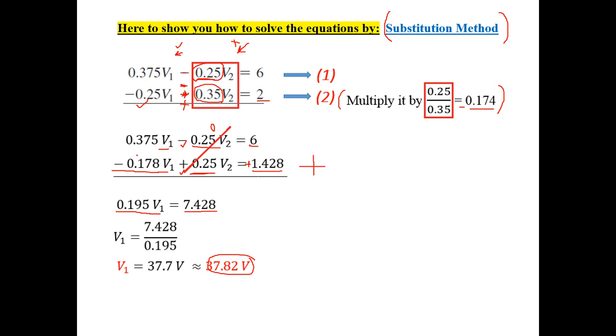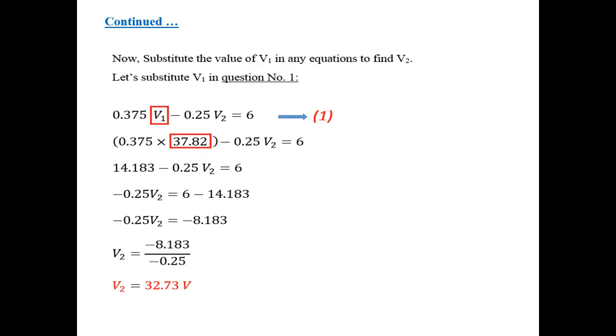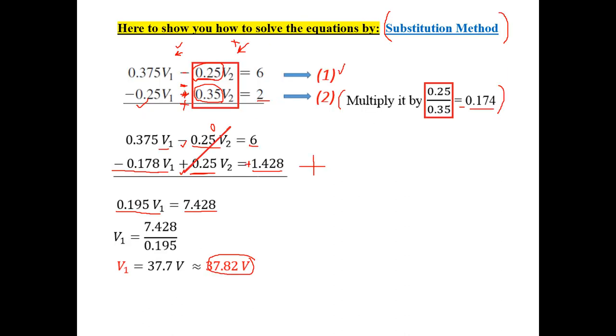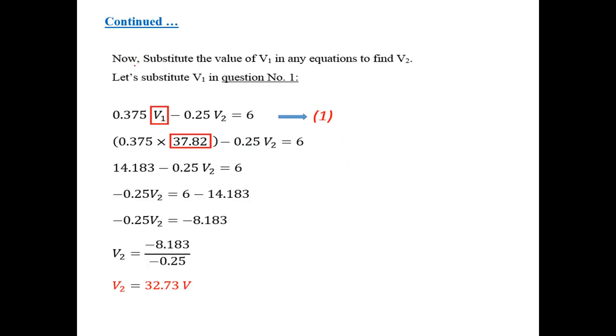Now what we need to do, guys, we already found V1, so we need to find V2. We have two equations here, so take the value of V1 and substitute it in any equation, and you will get by the end V2. So he said let's substitute V1, because it's known now, in equation number 1. So this is our equation number 1. Take the value of V1, which is 37.82.